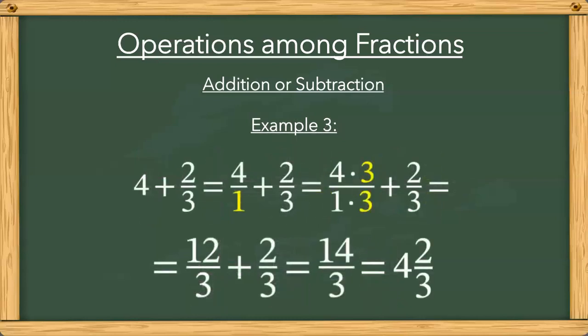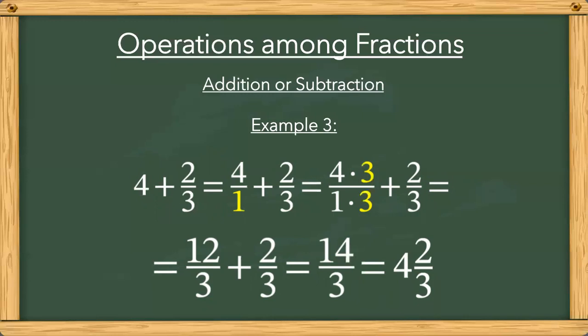Now, let's do another example. We have 4 plus 2 above 3. This addition has one integer plus a fraction, but this integer can be expressed as a fraction by having the form 4 above 1. We can put 1 as the denominator, and have the representation of this integer as a fraction, 4 above 1.